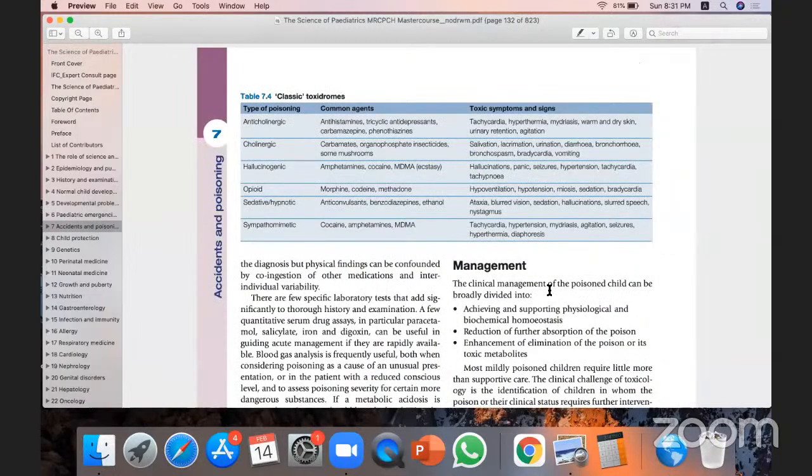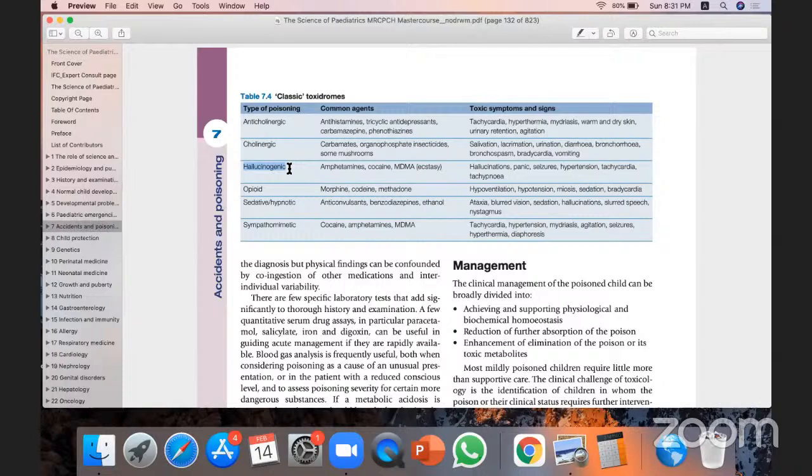Now, this picture is very, very important. Give it a star mark, please. This picture shows the classic toxidrome syndrome. Toxidrome means the symptoms and the management. Here I have a mnemonic in this topic: hallucinating drugs and sympathomimetic drugs. You see, hallucinogenic and sympathomimetic, they are the same.